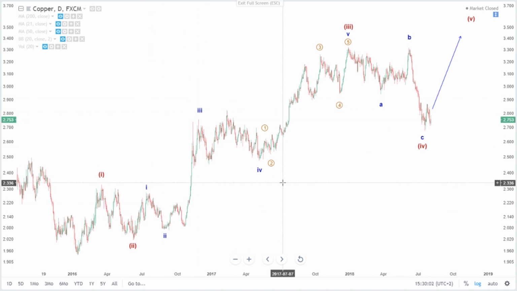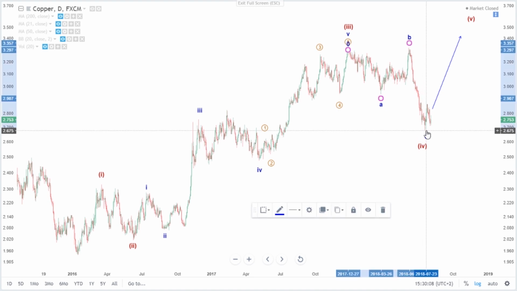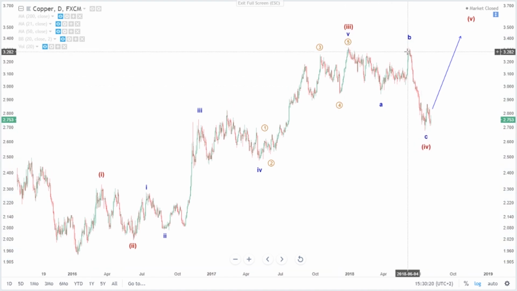1, 2, 3, 4, 5, and then we've got a perfect flat correction. 3, 3, and then 5 down. So I would count that as a wave 4 in. Perfect flat correction here, ABC, 3, 3, 5 ABC pattern here for copper, and we should be on our way to a new high to complete off this full structure that happened in 2016.